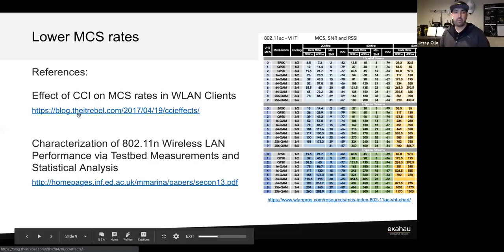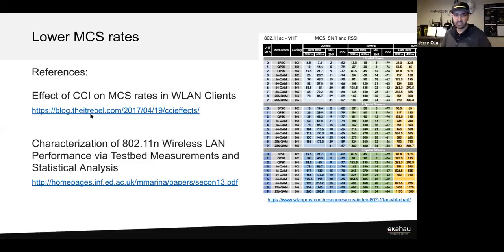The IT Rebel, I believe that's Scott Lester's blog. In my prepping for this webinar, I discovered his blog post that he put together on this that was pretty interesting, which then led me down a little bit of a rabbit trail of this white paper, research paper that he referenced in his blog post about how the effects of co-channel interference can impact MCS rates.